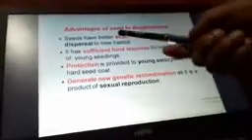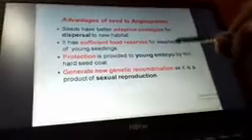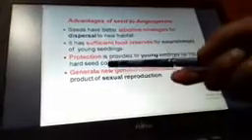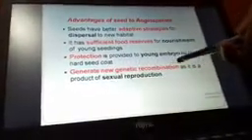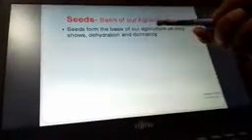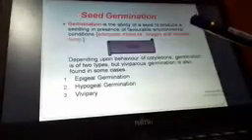Now the advantages of seed to angiosperms. Seeds have better adaptive strategies for dispersal to new habitat. It has sufficient food reserves for nourishment of young seedlings. Protection is provided to the young embryo by the hard seed coat. It generates new genetic recombination as it is a product of sexual reproduction. Seeds, the base of our agriculture. Seeds form the base of our agriculture as they show dehydration and dormancy.